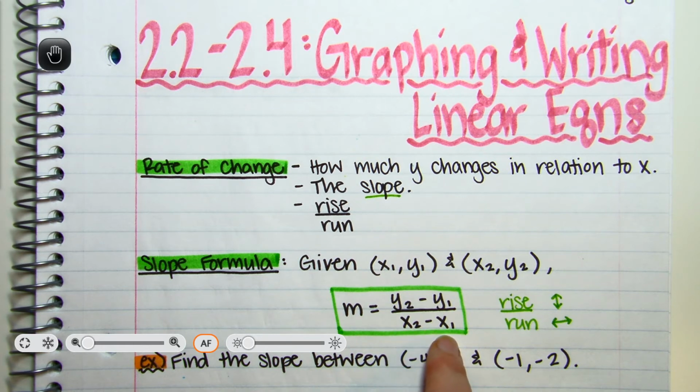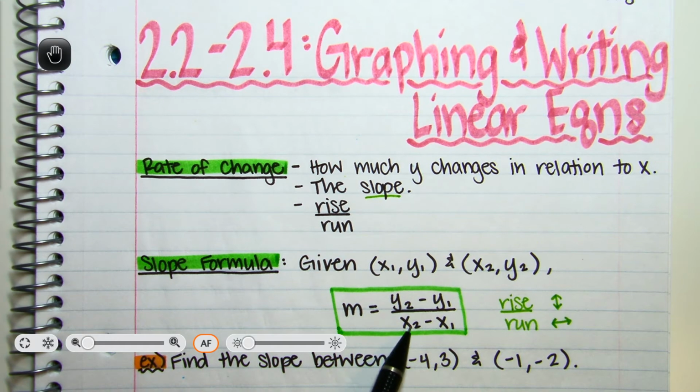Now some of you may wonder if you can switch the 1's and the 2's around. Yes, you absolutely can, as long as you keep it the same. So see here where it's the second number and then the first one, as long as you keep the 1's and the 2's lined up. So you could do y sub 1 minus y sub 2 over x sub 1 minus x sub 2, just as long as you're consistent on the top and bottom.